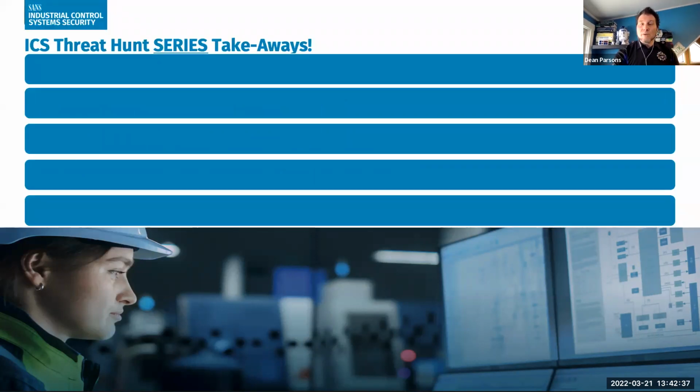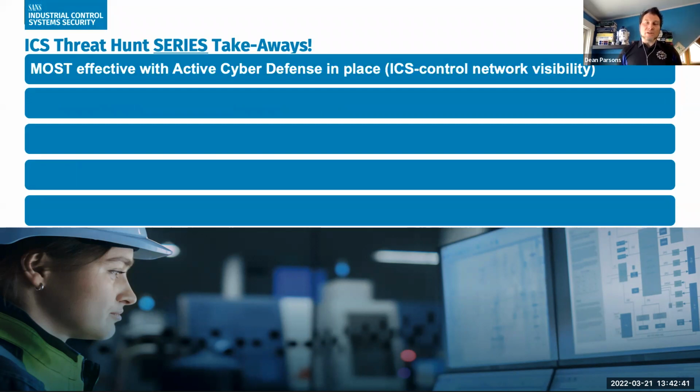So the first one I want to mention, of course, is the most effective place to start threat hunting is having established active defense. That means at the very least you have ICS control network visibility. And wherever you can get lower in the Purdue, as we talked about a moment ago, that means your NSM or network security monitoring solution or IDS in a control system environment can look at and understand and interpret and dissect control system specific traffic.